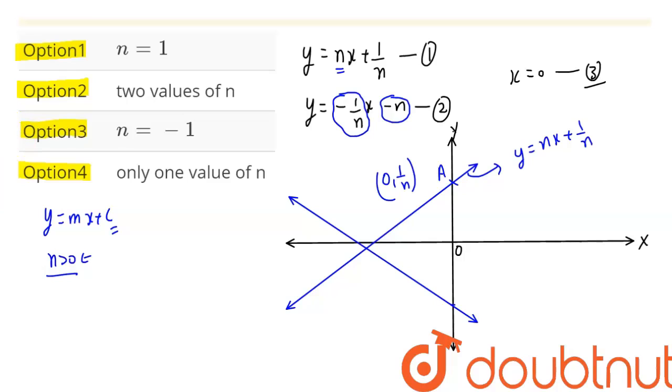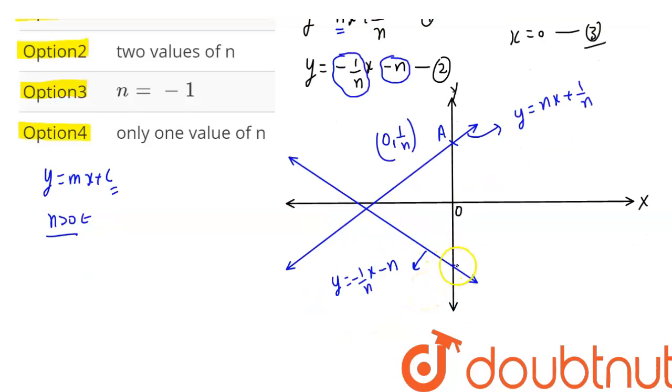So let us name this line. The second line is y equals minus 1 by n x minus n, like this. And let us say that this is the point B. The coordinates of this point B would be: the x coordinate as 0, and the y coordinate would be minus n, that is the y-intercept. Now we are going to solve both of these equations to find this point.